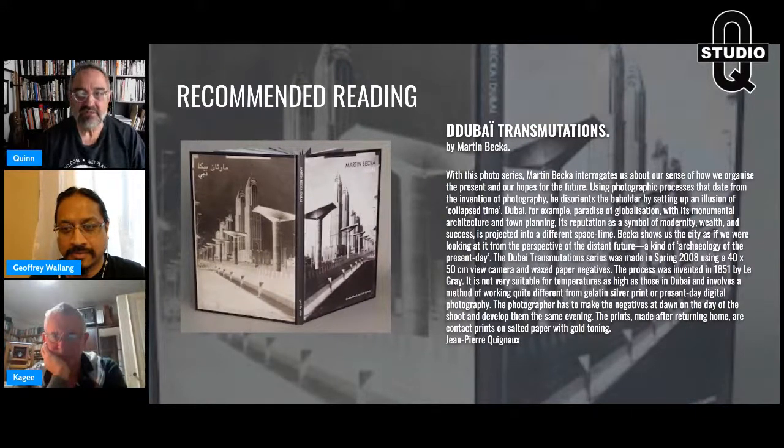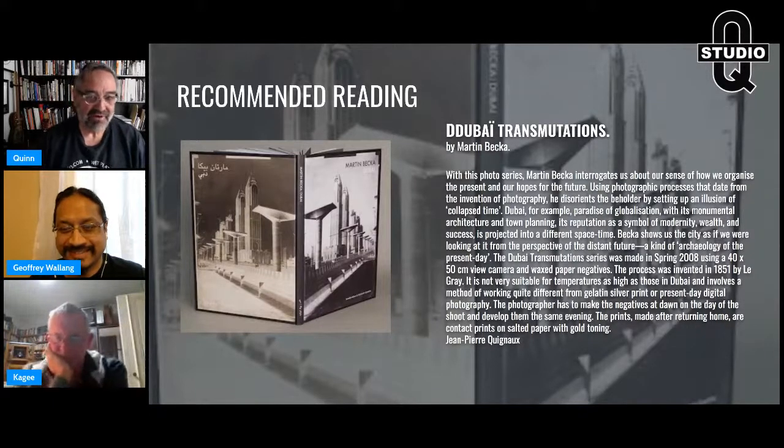Becca shows us the city as if we were looking at it from the perspective of the distant future, a kind of archaeology of the present day. The Dubai Transmutation series was made in the spring of 2008 using a 40 by 50 centimeter, 16 by 20 for you Americans or imperialists, empirical measurements, 40 by 50 centimeter view camera and waxed paper negatives.